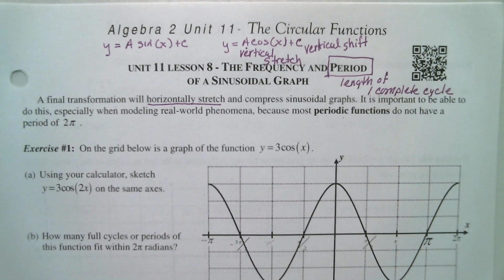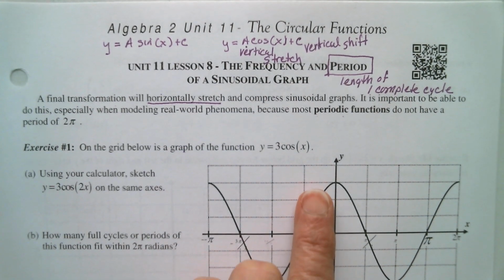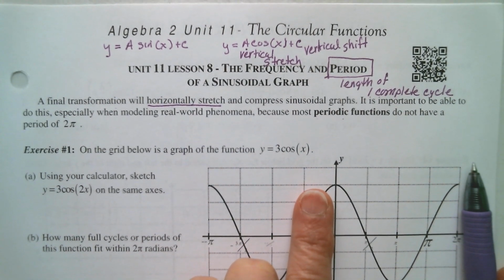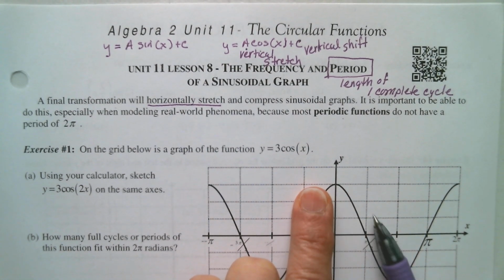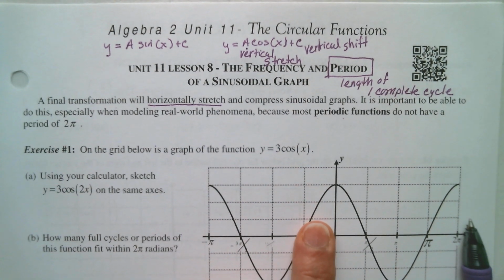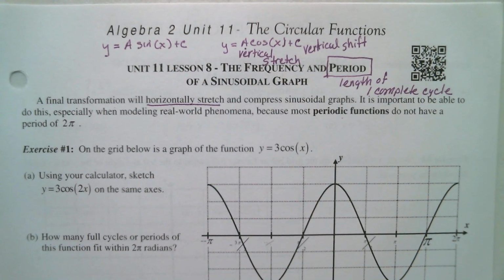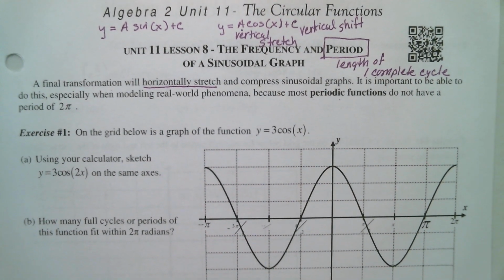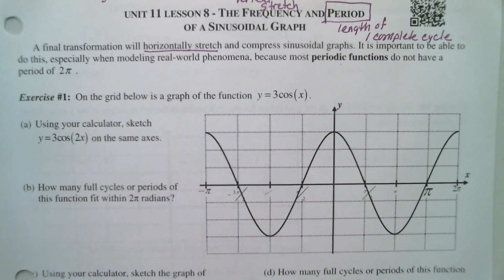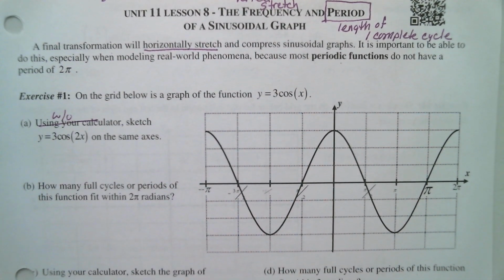And in all the graphs we've worked with so far, the length of one complete cycle was from 0 to 2 pi, like this cosine curve here. The length from max to min, back up to max, is a length of 2 pi. On the grid below is a graph of the function y equals 3 cosine x. We are not using our calculator. So without a calculator, sketch y equals 3 cosine 2x on the same axes.